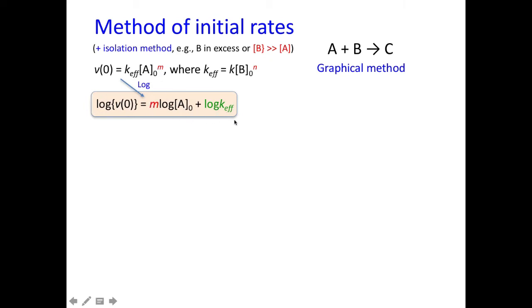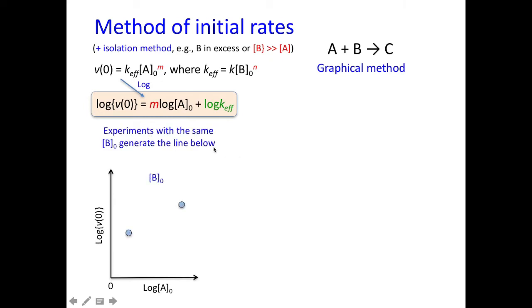Now we have an expression that's similar to the linear equation. And we just need to plot, now in the y-axis we plot logarithm of V0, as shown here. And the x-axis we plot logarithm of the initial concentration of A. We have here two experiments. In both cases, the initial concentration of B is the same, so it's always constant.